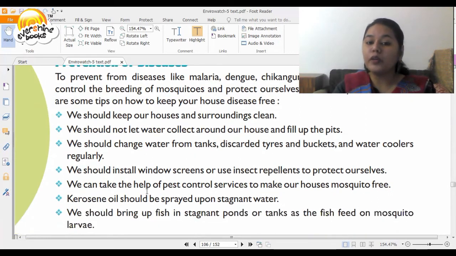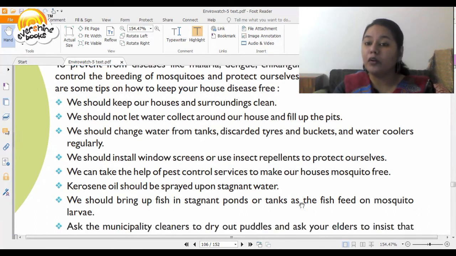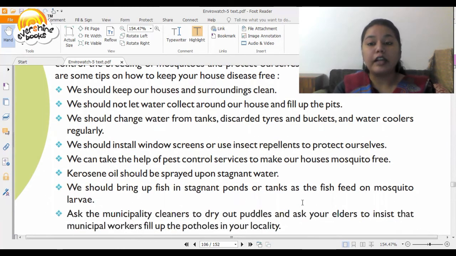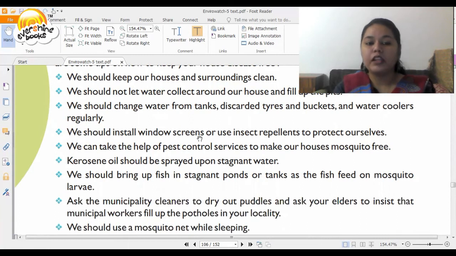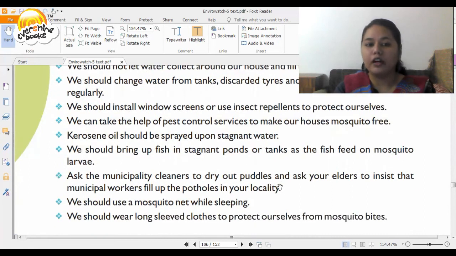We should install window screens or use insect repellents to protect ourselves. So when you go out to play, make sure that you have mosquito repellent on your body so that you are safe from any mosquito bite. We can take the help of pest control services to make our houses mosquito free. Kerosene oil should be sprayed upon stagnant water because that makes the mosquitoes go away. We should bring up fish in stagnant ponds or tanks as the fish feed on mosquito larvae.